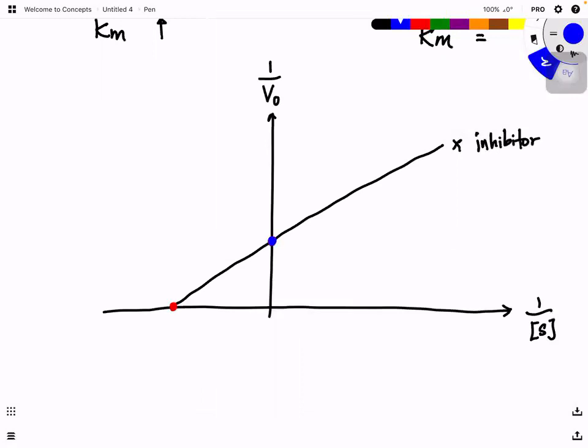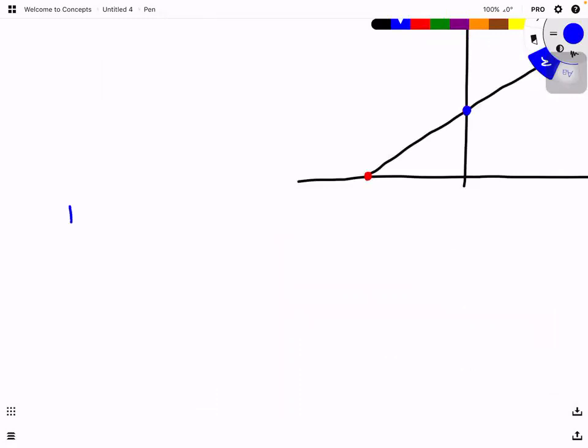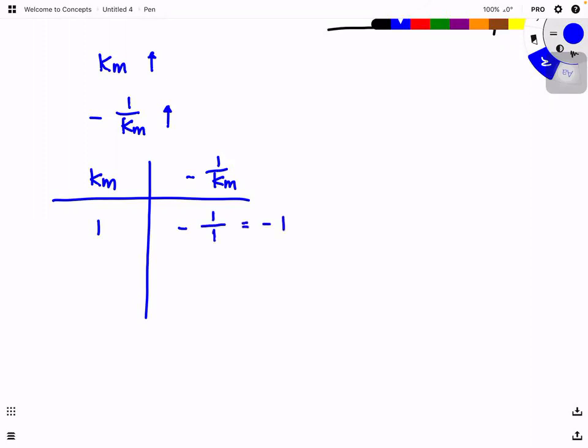I use blue color. Now, how about Km? If Km increases, correct or not? Then negative 1 over Km also will be higher. Am I right? Can you get what I mean? If you're not sure, you can try this. For negative 1 over Km, if the original Km value is equal to 1, then here it will be negative 1 over 1, so equal to negative 1. Are you clear?